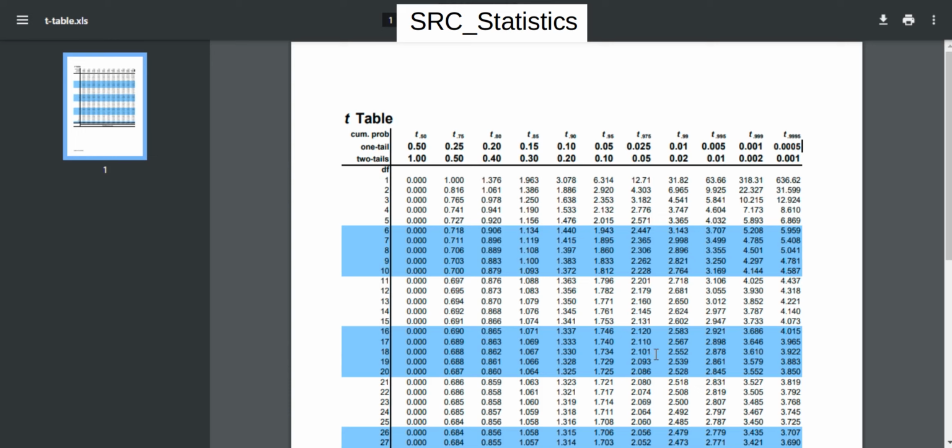Okay. And for the one tail test, our alpha was 0.05, so we shall choose alpha from here, one tail 0.05 and degrees of freedom 18, and the intersecting cell is 1.734. This is a positive value 1.734, but since our test was a left tail test, we will make it negative. So our critical value will be negative 1.734. If the test is right tail, then it will be positive 1.734. This way we find out the critical value of t.